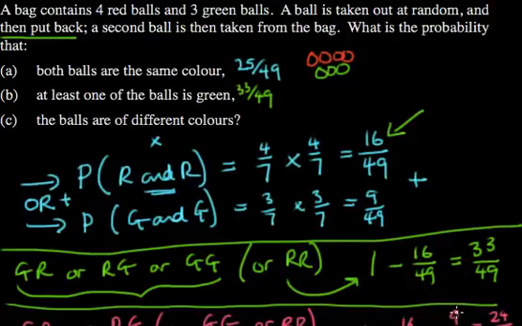Remember, I would have also got 24 out of 49 by looking at these two probabilities and adding them together, but I think there's a bit more work to do there, because I've already, in the previous parts of the question, already worked out what these are, so I'll use that instead. So this is 24 out of 49.